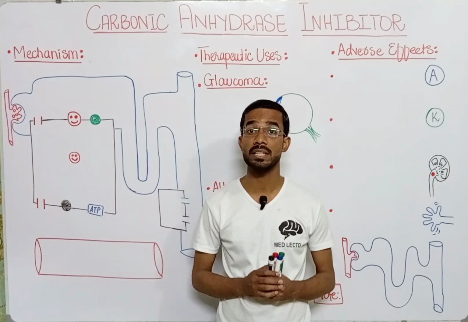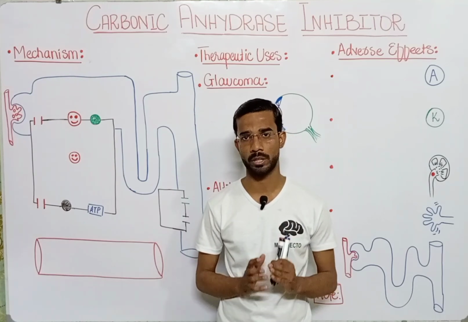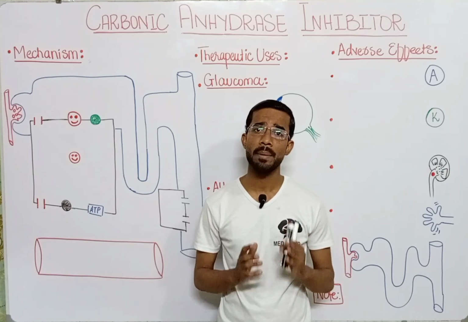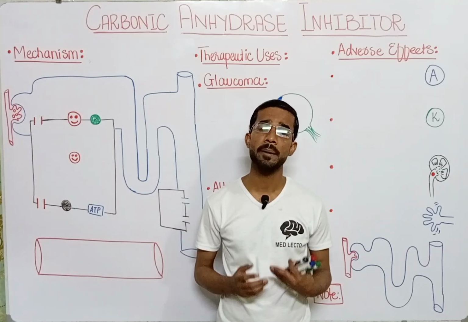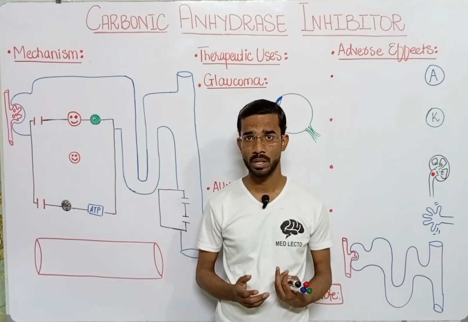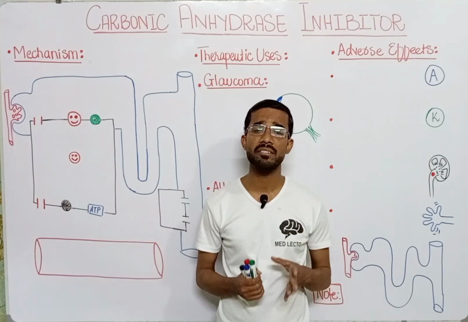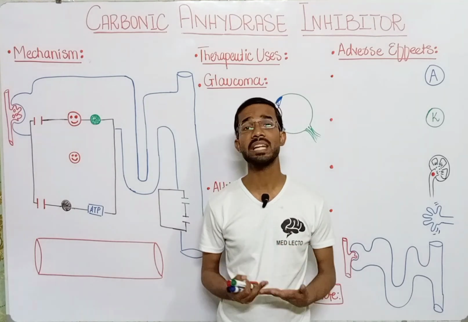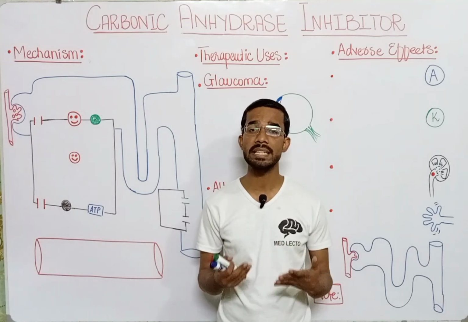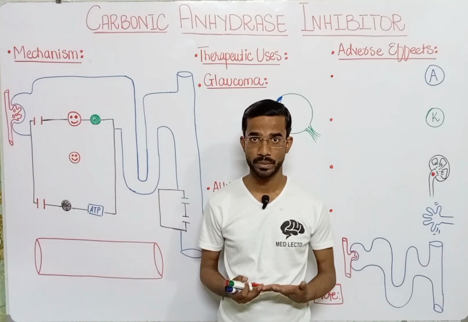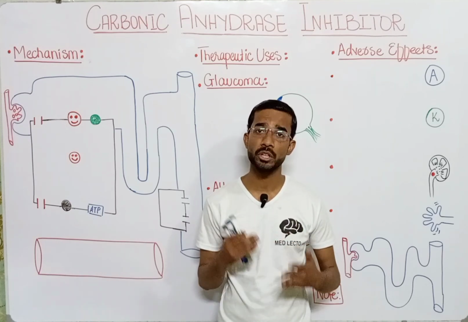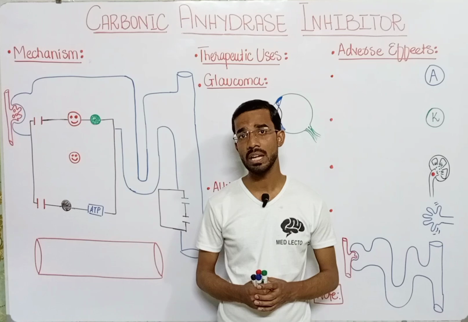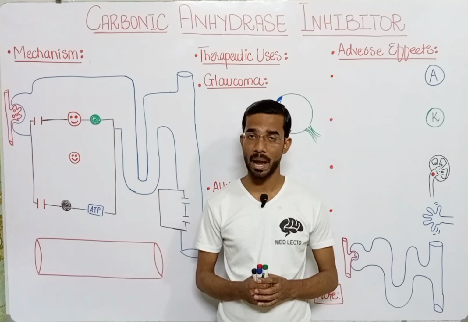Carbonic anhydrase enzyme is very important and is present in different parts of our body, like the kidney, eye, blood and brain. So carbonic anhydrase inhibitors show a diuretic effect, so we categorize them into the diuretics. In this lecture, we will discuss the mechanism, therapeutic uses and adverse effects of the carbonic anhydrase inhibitors.